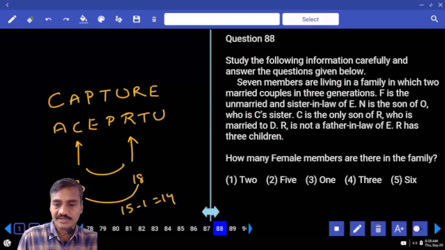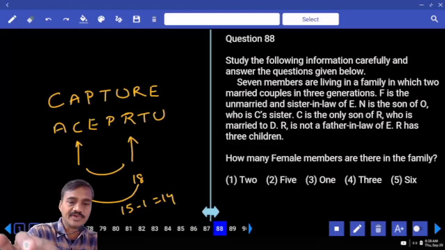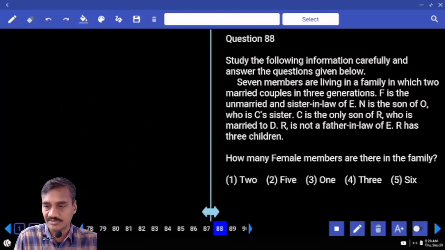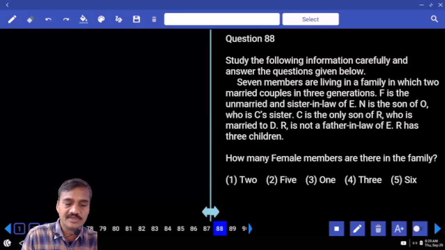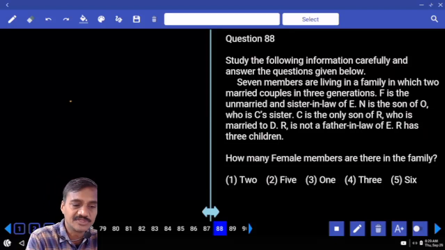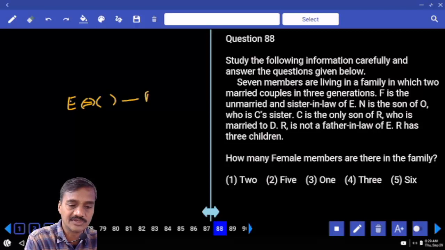Now in this 88, some members are living in a family. How many members are there? There are 7 members. Now they are living in a family in which there are 2 married couples. Now F is unmarried and sister-in-law of E. That means E's spouse's sister is F.